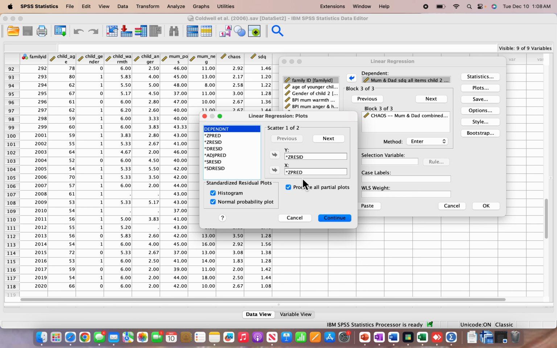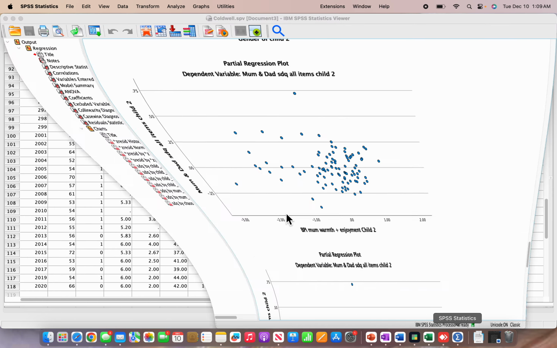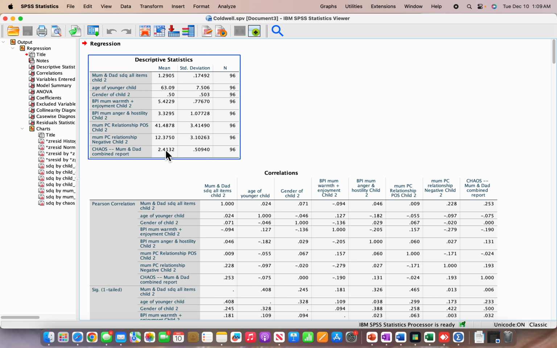Z predicted is going to go on X, and then Z resid is going to go on Y. And then for the next plot, Z predicted is still going to go on X, and for Y is going to be S resid. And then we're going to check histogram and normal probability plot, and then we don't use anything else. Everything looks good. We're going to say okay and run our tests.